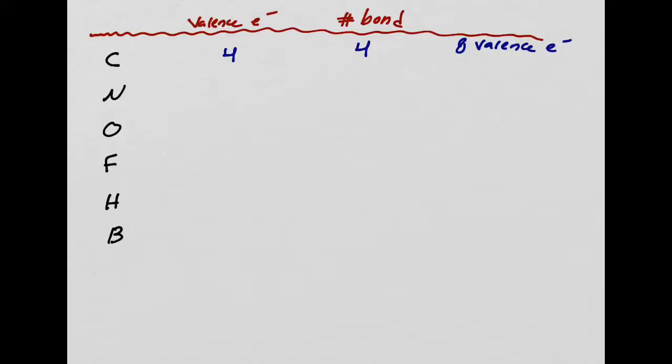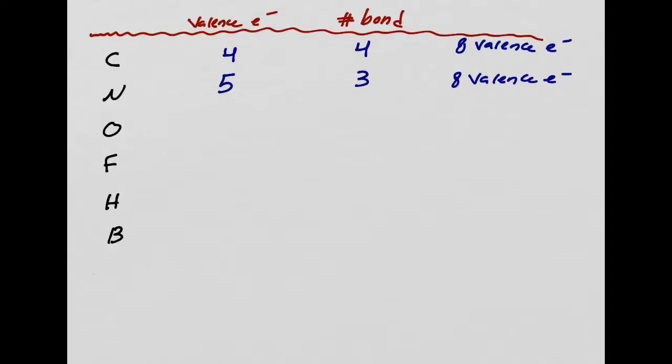So far so good. Nitrogen. Look at the periodic table. How many valence electrons? 5. Now how many more does it need to be 8? 3. That means it would form 3 bonds, and it would end up having 8 valence electrons.